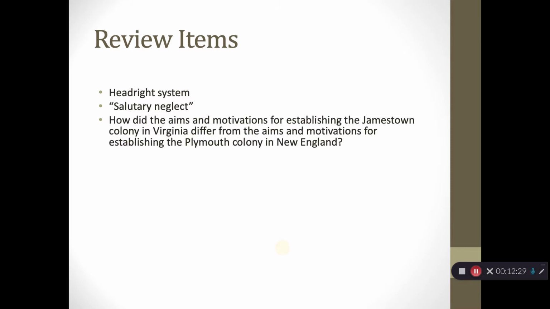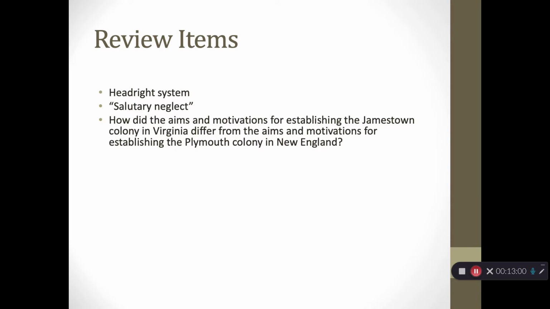The first essay question that we're going to look at is: how did the aims and motivations for establishing the Jamestown colony in Virginia differ from the aims and motivations for establishing the Plymouth colony in New England? There's basically the short answer to this question, and then there's the longer answer, and you'll have to provide more than just the short answer in order to write 2 to 3 paragraphs if you have this essay question on the exam.